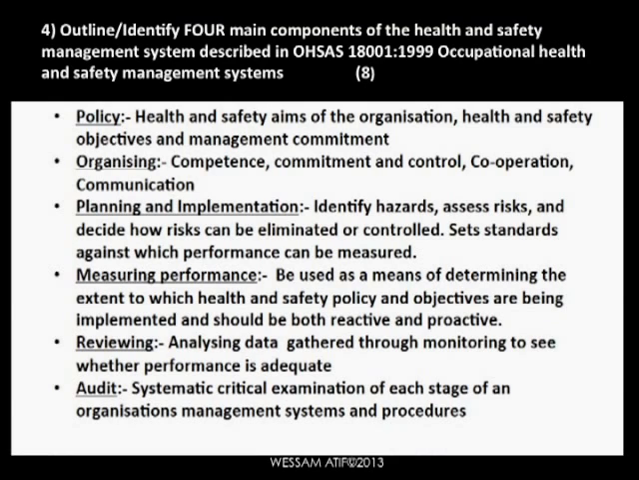Outline or identify. So in here we need to give a little bit of elaboration on what we're writing. Outline 4 main components of the health and safety management system described in the OHSAS 18001. And as you can see, policy, organizing, planning, and implementation, the underlined words are the main points. If it was list or give, then you would not be required to elaborate. But in here, we mentioned policy, and then you need to elaborate 1 line or 2. Organizing, then you need to elaborate 1 line or 2. And this answer is actually more than what's required, because in the question they stated clearly only 4 answers.